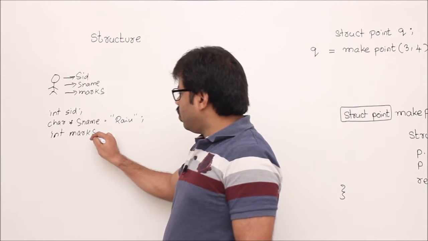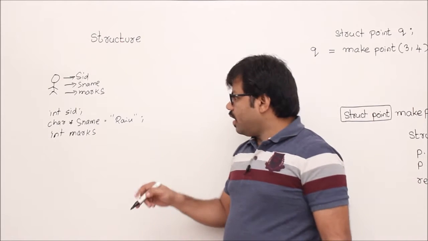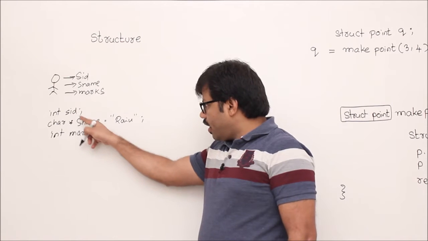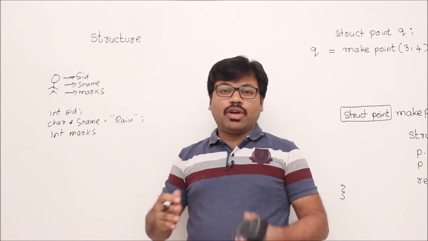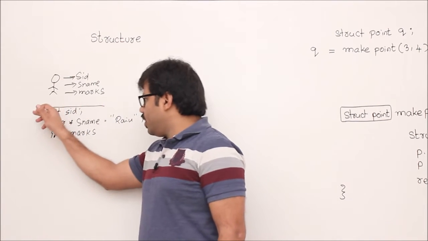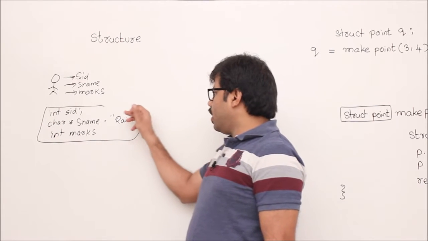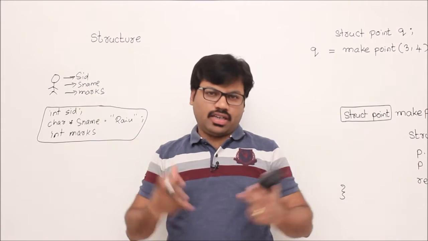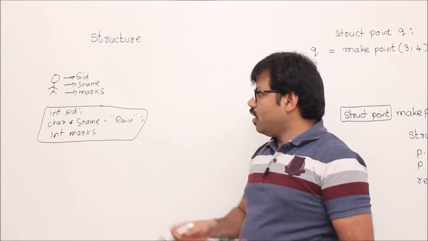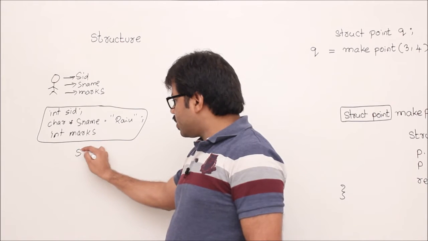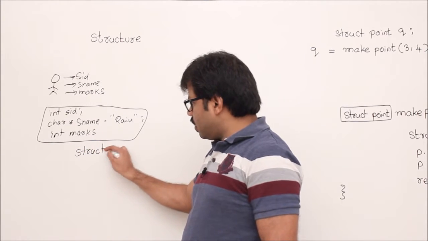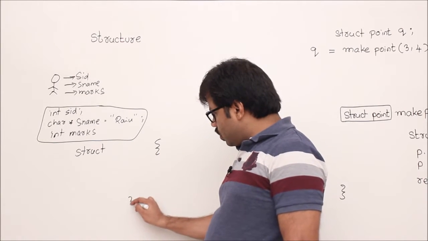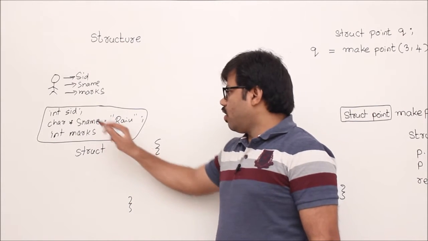This you can do. But if you do that, there is no relation between the student name Raju and this SID and this marks, right? But I want to have some close connection between them. I want to say that these are all related information and I want to make them as a bundle. Yes, in C programming you can do it. To do that, you have to write a syntax called struct, followed by an opening brace and closing brace. In between them we can write all these things.